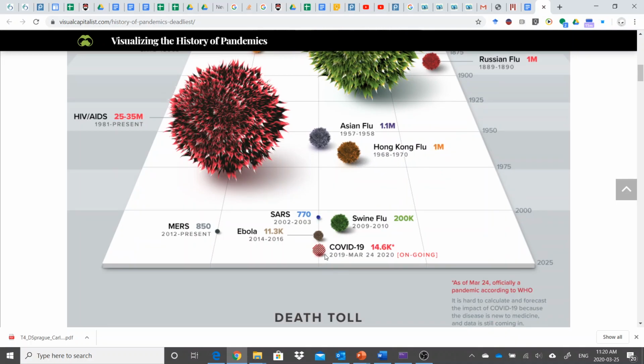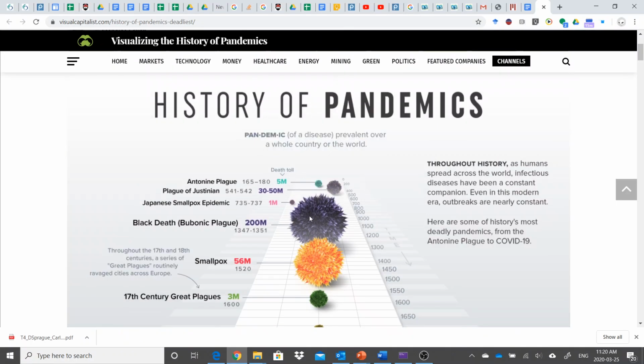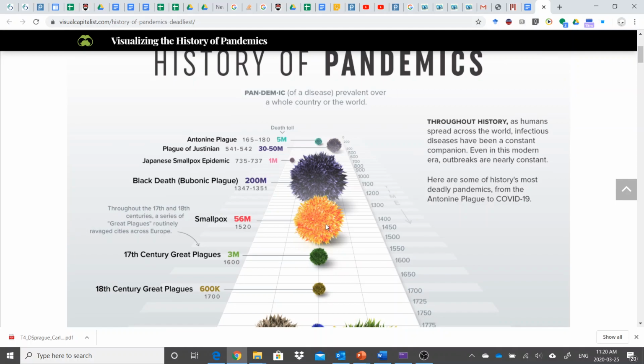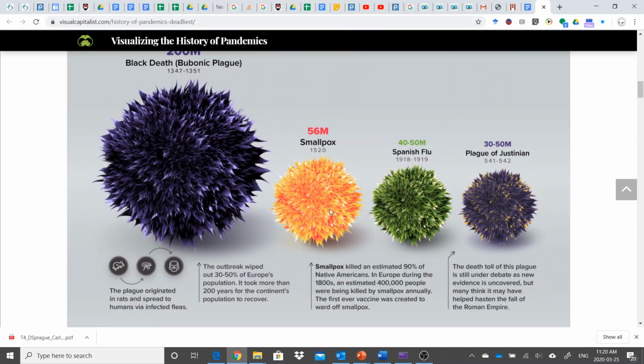Here's COVID-19. It's just starting up, and I take a little bit of solace in the fact that it actually looks bigger than it's supposed to, but it's only 14.6 thousand. Yeah, only 14.6 thousand deaths. Now, compare that to bubonic plague, right? Compared to smallpox. So this is a bit of a better visualization, but again, it's still doing this kind of weird infographic distortion of the data.